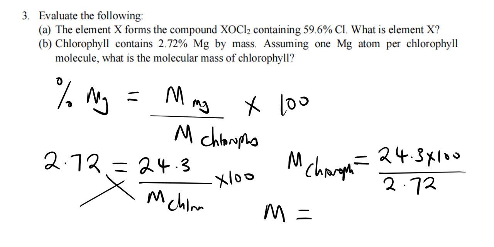So 24.3 multiplied by 100 divided by 2.72. I'm going to have my molecular mass, or the molar mass in this case, is going to be 893 grams per mole. Okay, so that will be the molecular mass or the molar mass for this compound chlorophyll. Okay, so that is what we have.